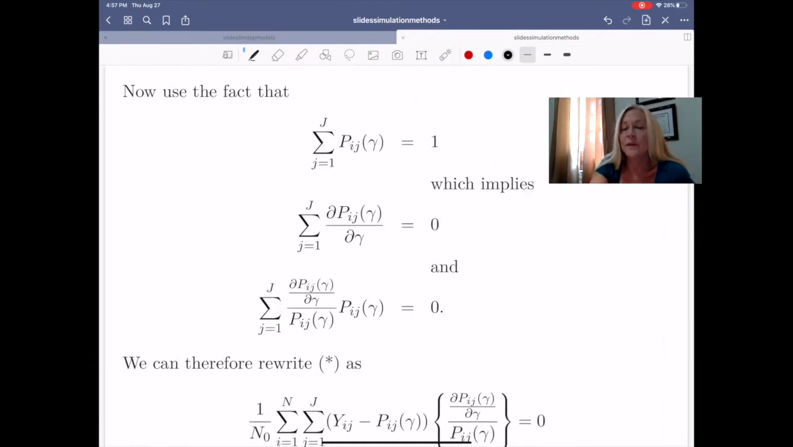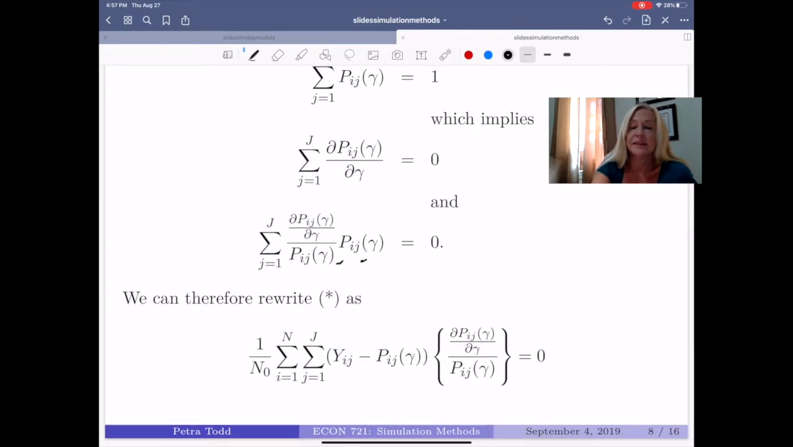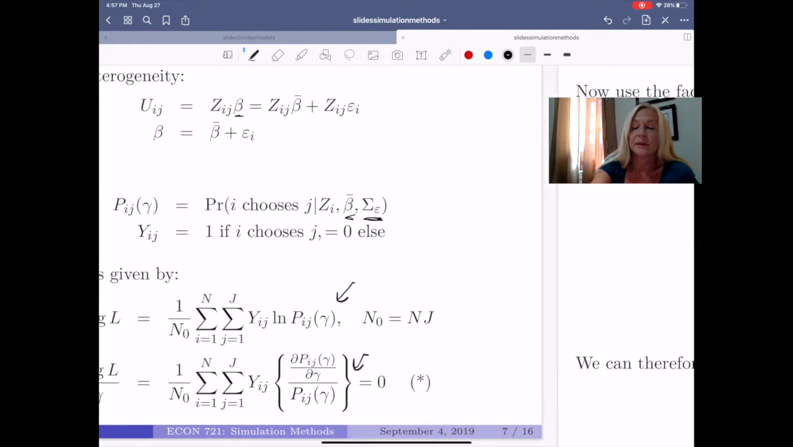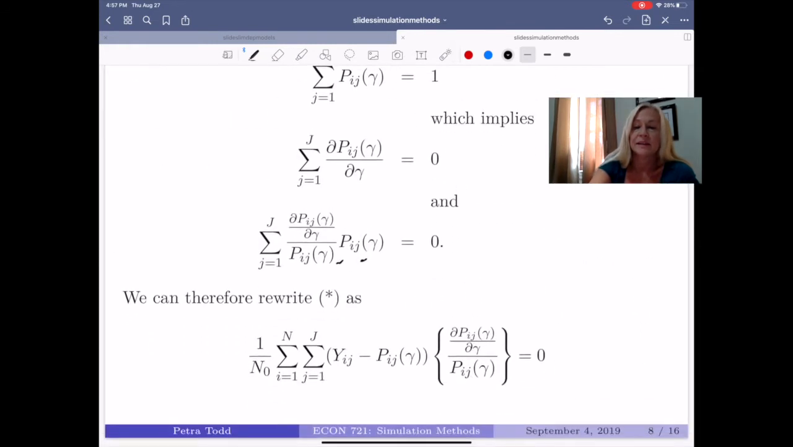Okay, now the sum of the probabilities equals 1. If you take the derivative and then you multiply top and bottom by this Pij, you can see that this sums to 0. So we can simply add this term to this previous term. And so you can express the first order condition of the likelihood problem in this way.